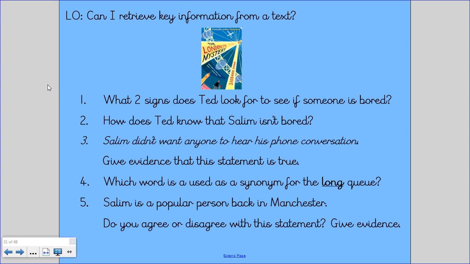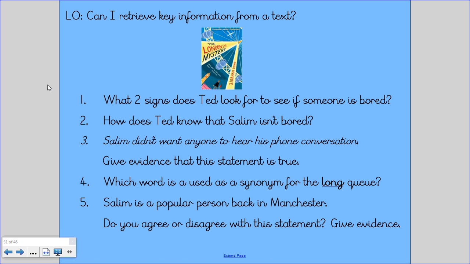So the questions that I want you to focus on today are these. Question 1: what 2 signs does Ted look for to see if someone is bored? The answer to all of these questions is within those 4 pages. Question 2: how does Ted know that Salim isn't bored? Question 3, I've given you a statement: Salim didn't want anyone to hear his phone conversation. Can you give me evidence from the book that that statement is true?